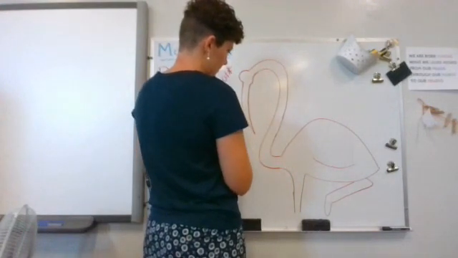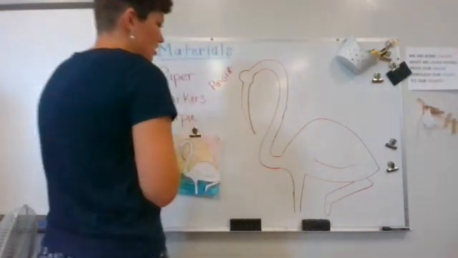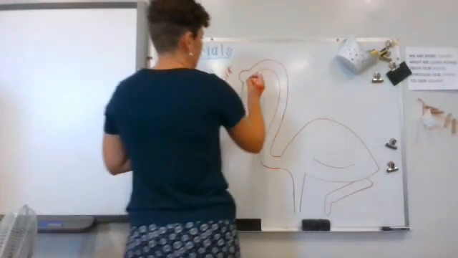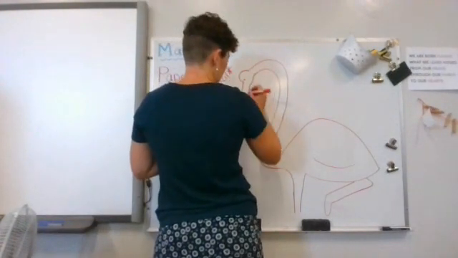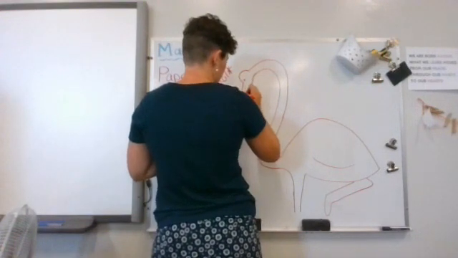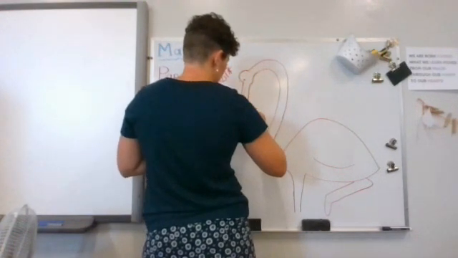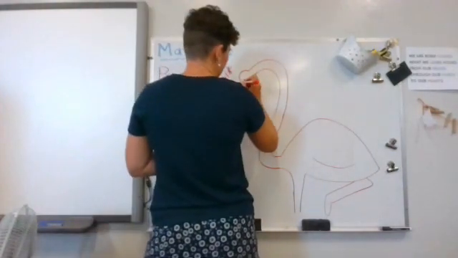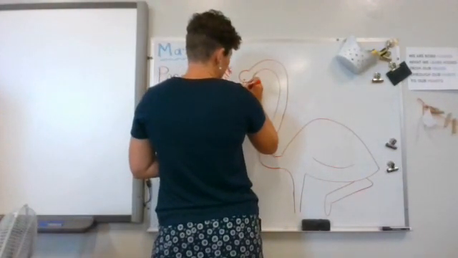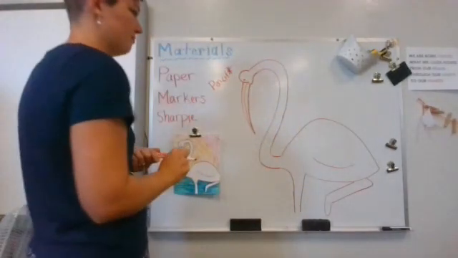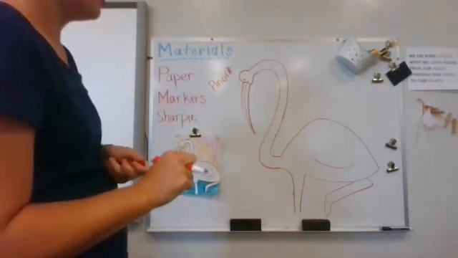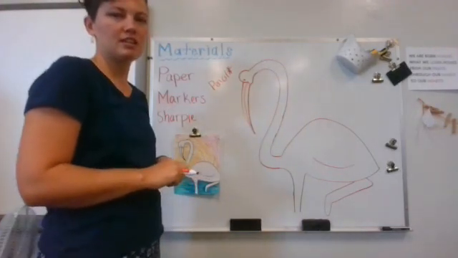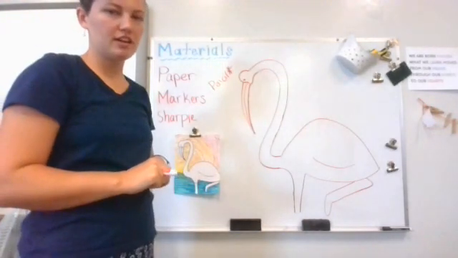Now, our flamingo needs his eye, and he probably needs a line for his beak. Now mine has a really, really long beak. And if that's how you want it, that is fine. Okay, if you want yours to have a shorter beak, that's fine too. Okay, so there's our flamingo. And if you need to go back and catch up on anything, that is perfectly fine.